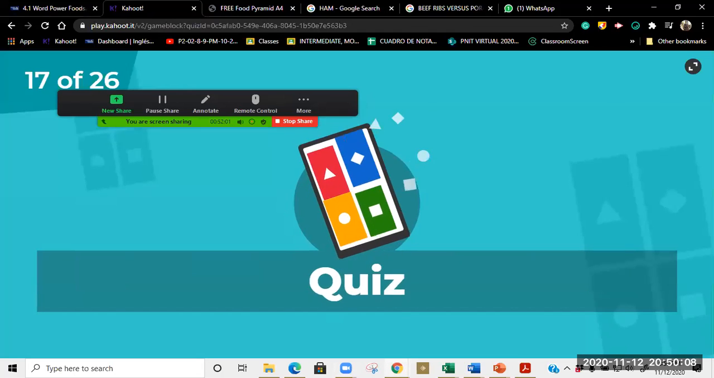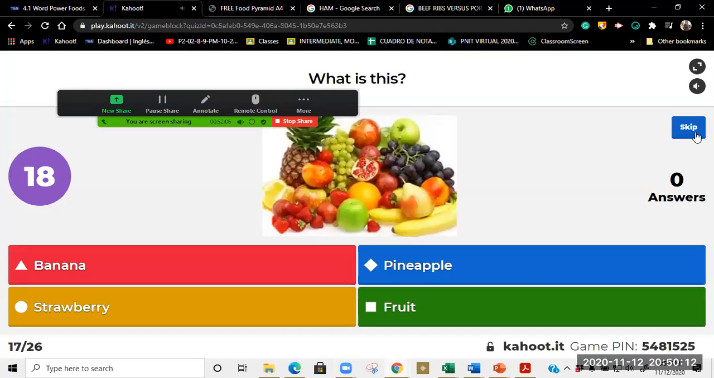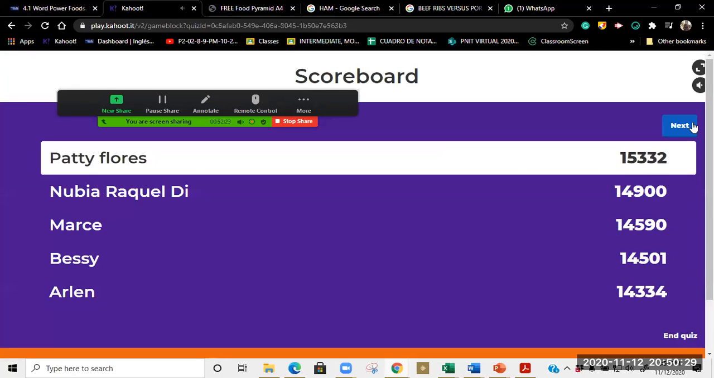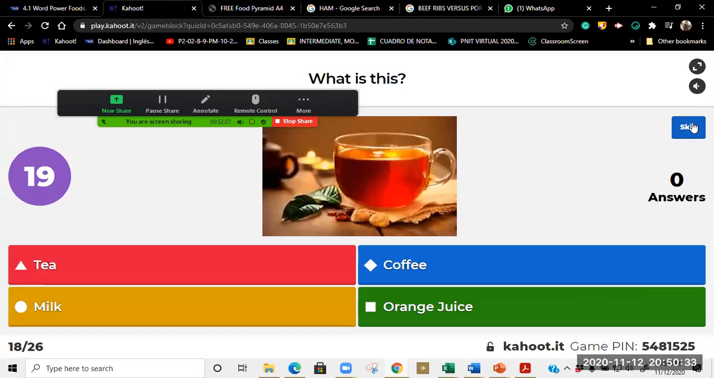Next one. Oh, time's running. Okay, what is this? Fruit. Very good. That's fruit in general. Fruit. Like vegetables, fruit. With our next one, so we can finish with all our categories. Next one. What is this? No hemos aprendido bebidas todavía. What do you think? Is this tea, coffee, milk, or orange juice?